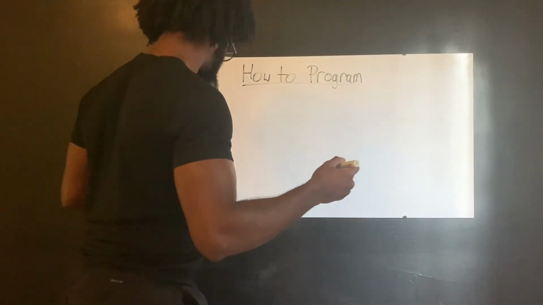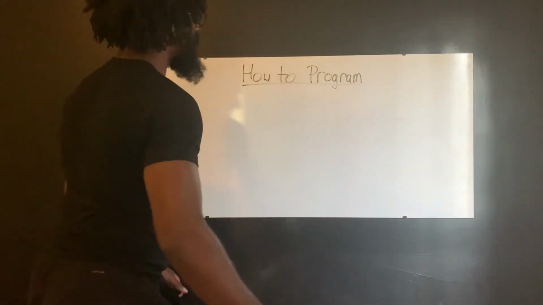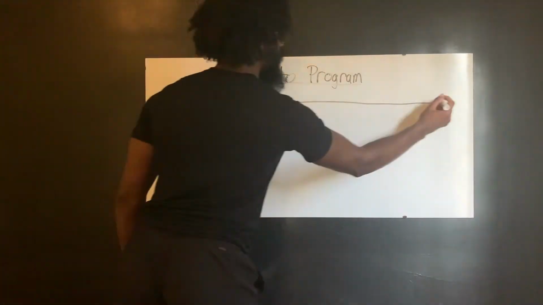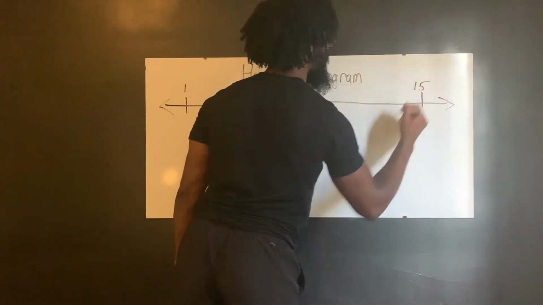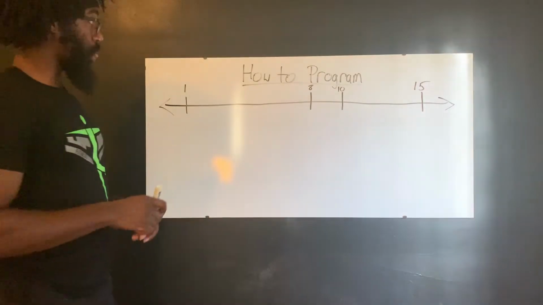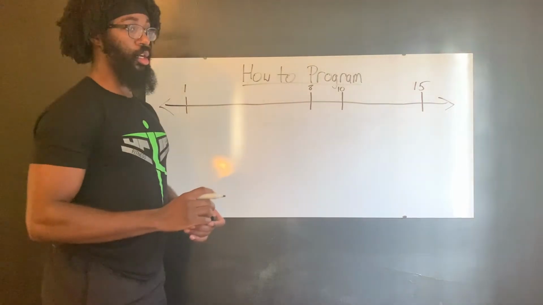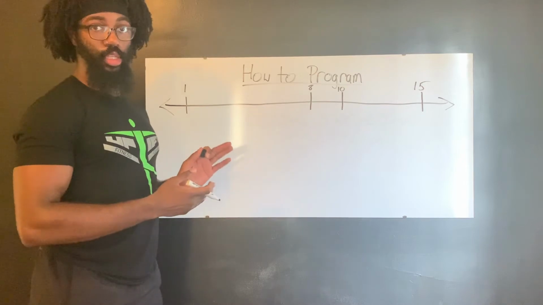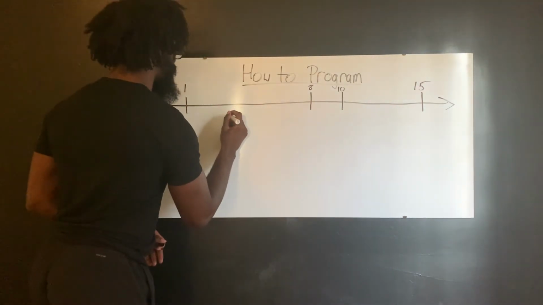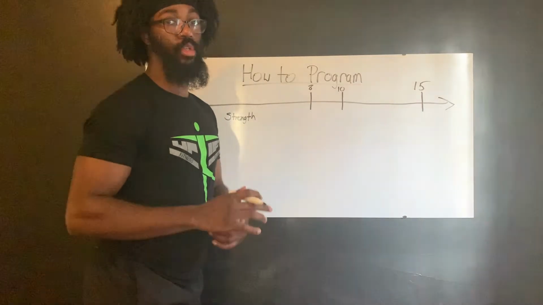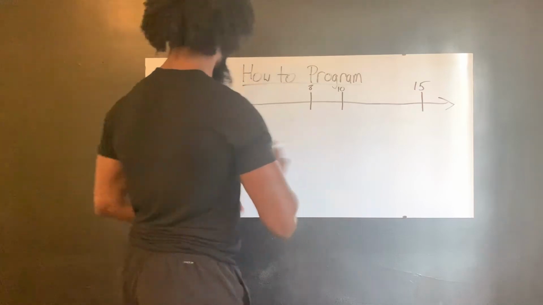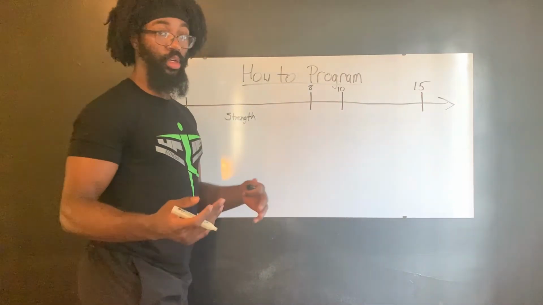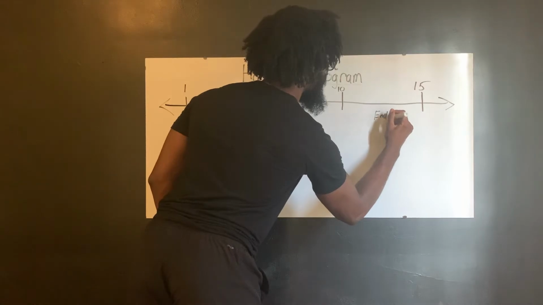The first thing I want to show you guys, let me get this chair out of the way, is sort of like a continuum. This is my continuum. What we have down here is the number 1, we have 15 down there. And these are going to be essentially your rep ranges. 1 is the strength end of the spectrum, right? So we're going to write strength. This end of the spectrum is going to be more so endurance. So if you're all the way at 1, you're strictly working for strength. If you're all the way at 15, you're strictly working for endurance. So let's write endurance down here.